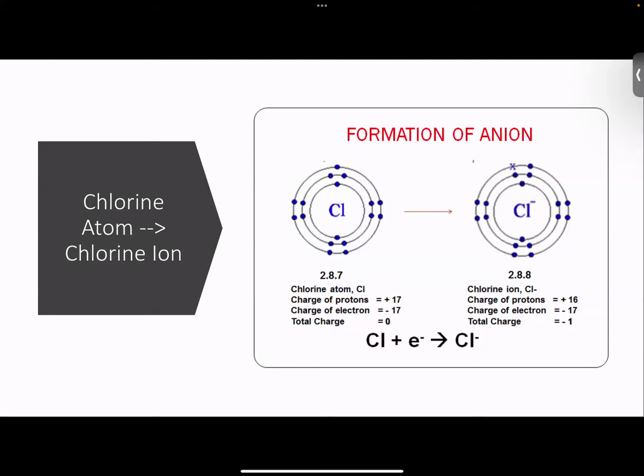Now, chlorine gains an electron. So, again, this has an error, and I just saw that. Ignore.